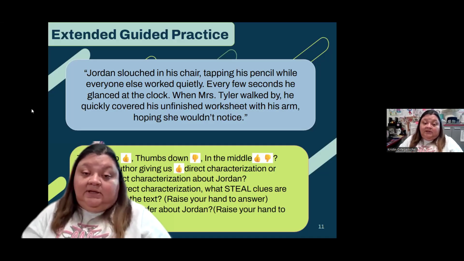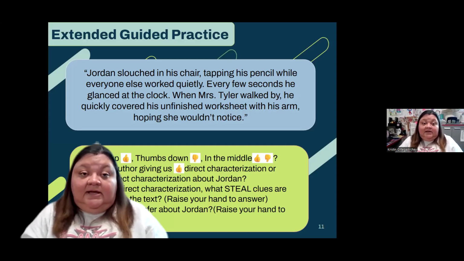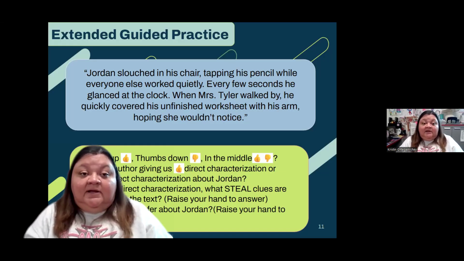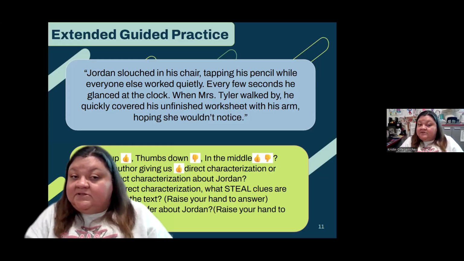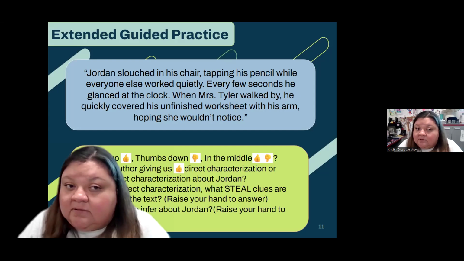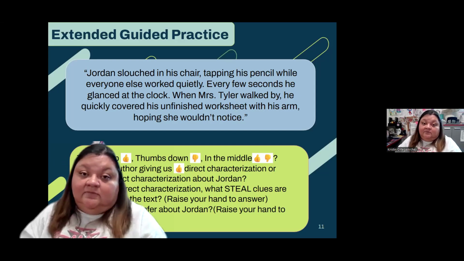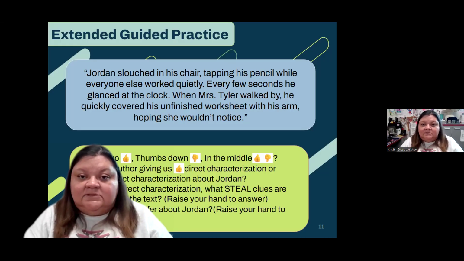Okay, so the author is showing characterization of Jordan through actions. He's slouched in his chair. He's tapping his pencil. Very good. And then it shows the effects on everybody else. And the effects on everybody else were what? Everybody else was working quietly, and Jordan was being a distraction. Okay, that's good. Anybody else?